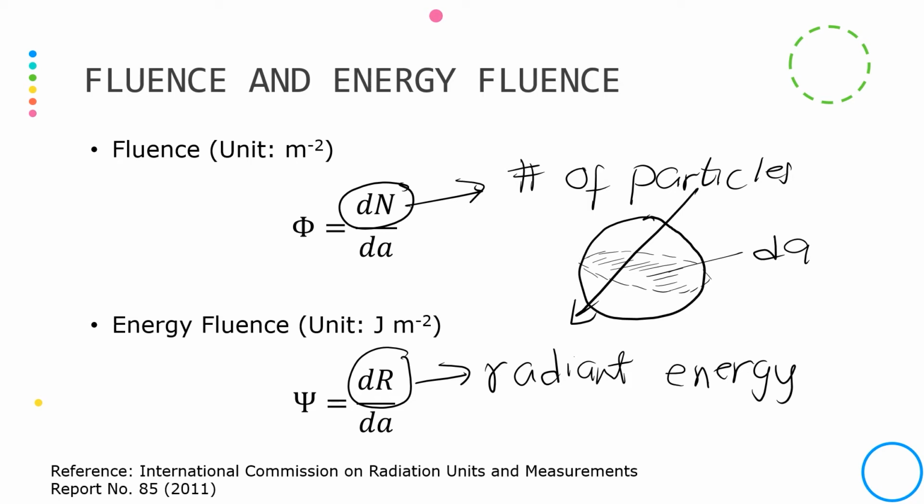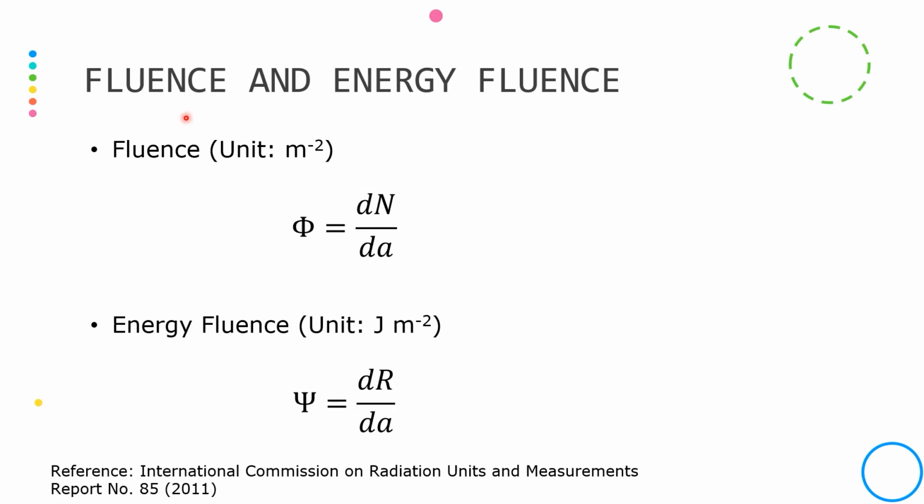The quantities fluence and energy fluence are applicable in the common situation in which radiation interactions are independent of the direction of the incoming rays or particles. We can also describe fluence and energy fluence in terms of their distribution or energy distribution. So we have the following.